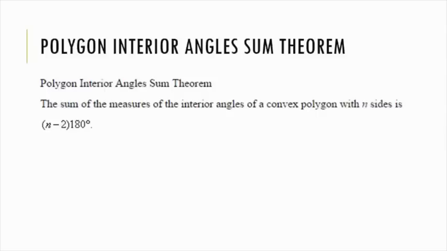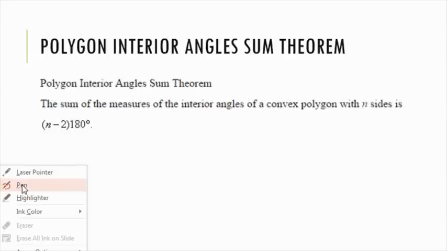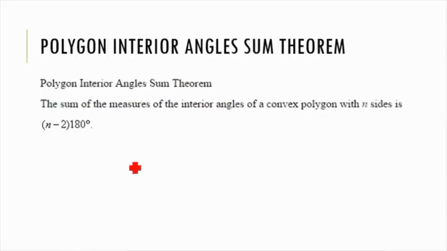So our first polygon angle sum theorem is the polygon interior angles sum theorem. And it states that the sum of the measures of the interior angles of a convex polygon with n sides is n minus 2 times 180. So if there's n sides, that means there's n angles as well. So for example, a polygon has 8 sides.